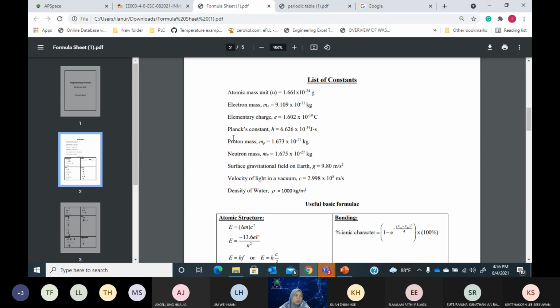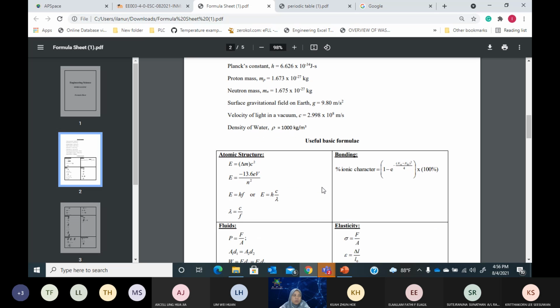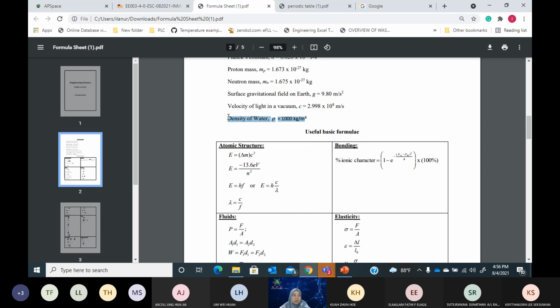All this constant, neutron mass, all this, density of water. If you have other density, we will give you another table at the question itself. Not necessarily density of water only, right? You have many density of other things. So, during the suitable chapter, we will learn how to check from the table.